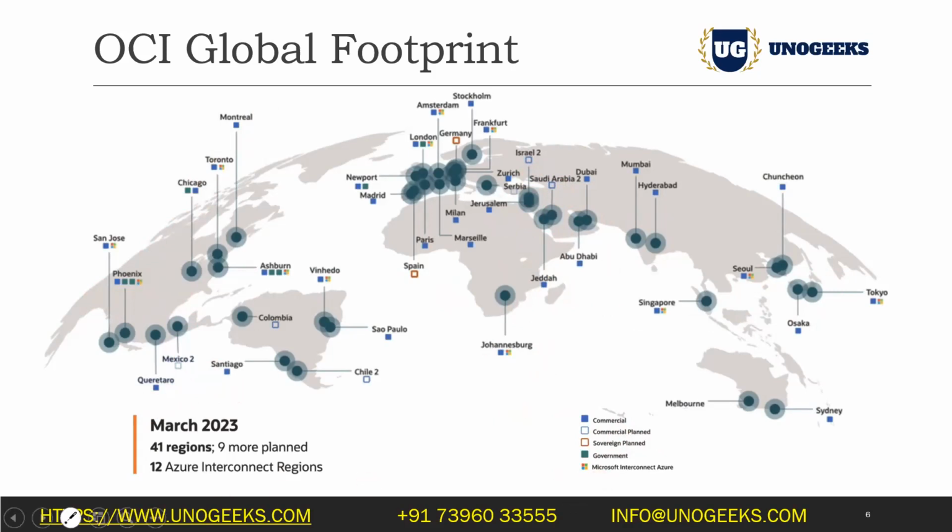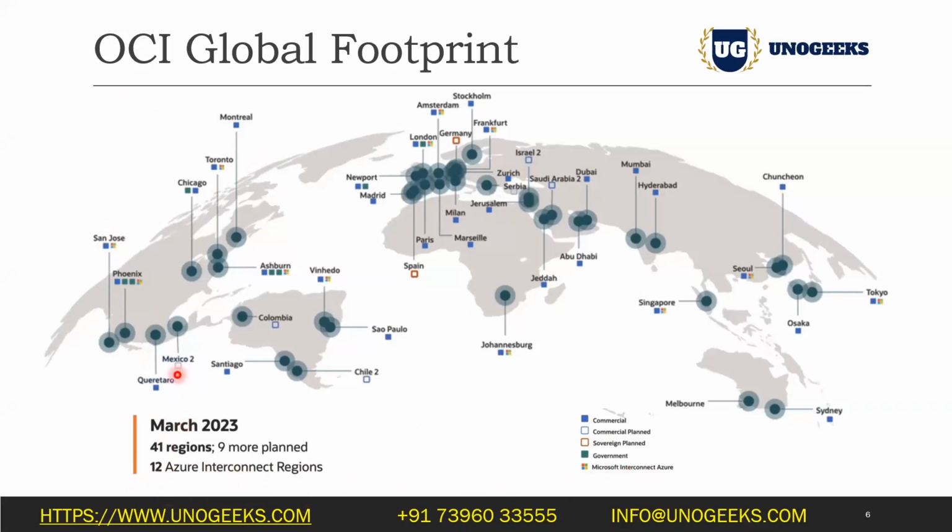If you see there, they also have 12 Azure interconnect regions. So they have a few regions which also have an interconnect with Microsoft Azure, which is a different cloud provider. They have a deal between Oracle and Microsoft, and certain regions already have an interconnect connection available between OCI and Microsoft.